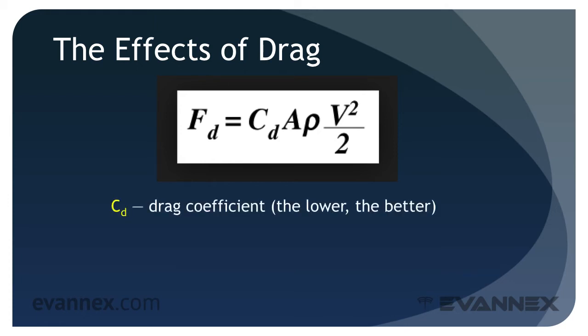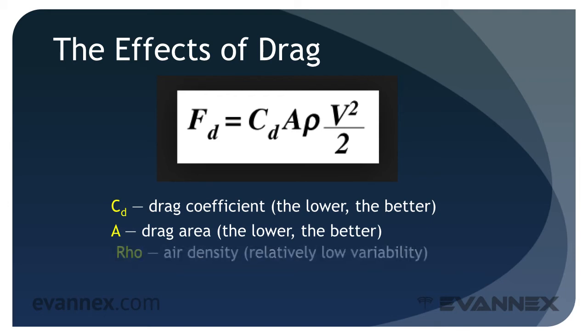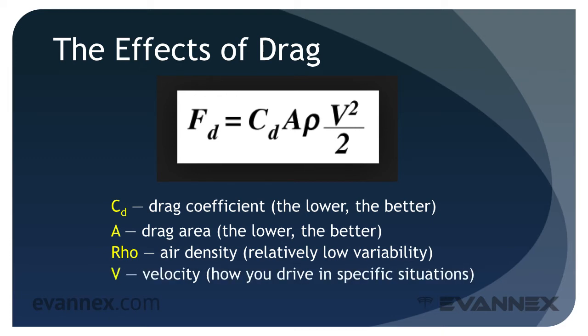From the equation, CD is the drag coefficient. The lower, the better. Remember, for the Tesla Model S, it was 0.24. A is the drag area. Again, the lower, the better. Rho is the air density, which has relatively low variability. And V is velocity. That is how fast you drive. Note that force is affected as the square of the velocity. The goal of every automotive designer is to keep the force, F sub D, as low as possible.